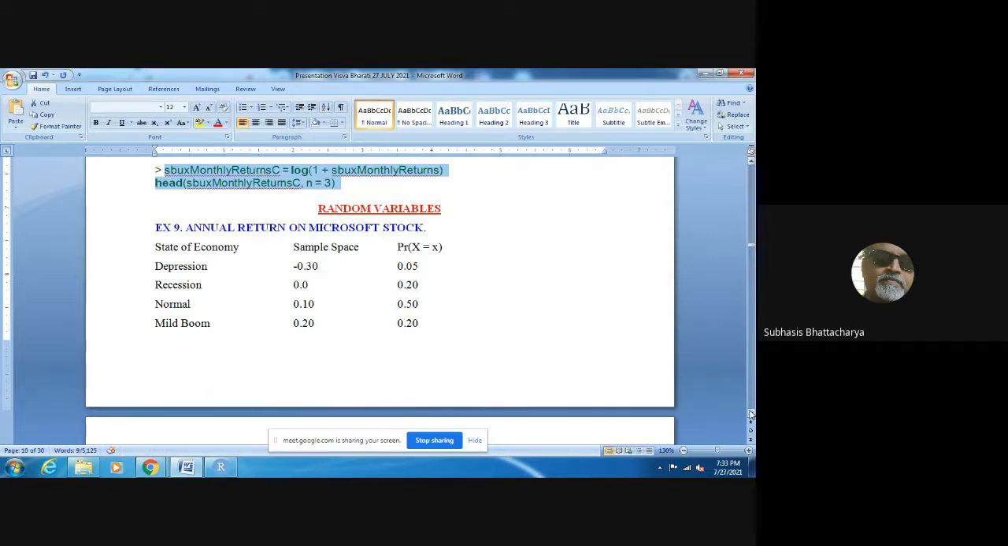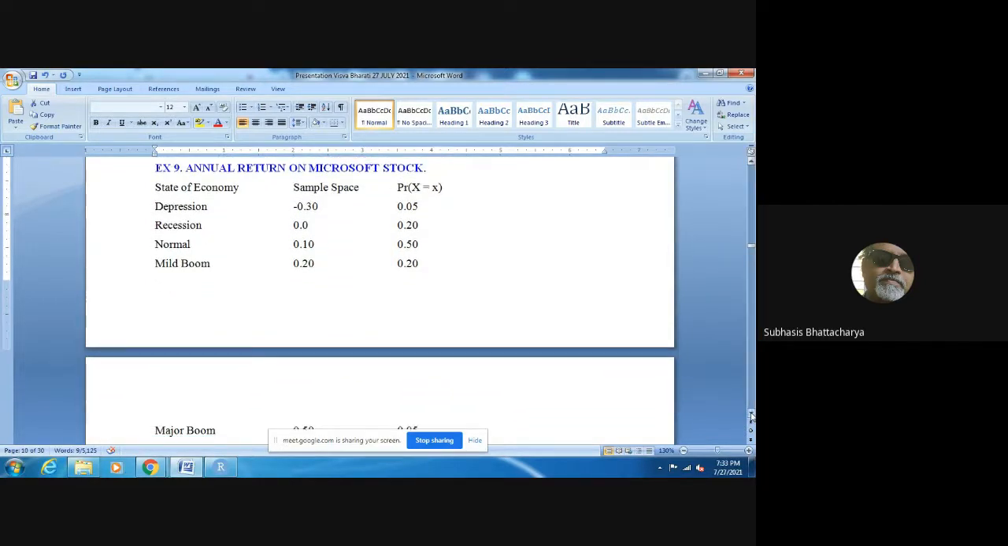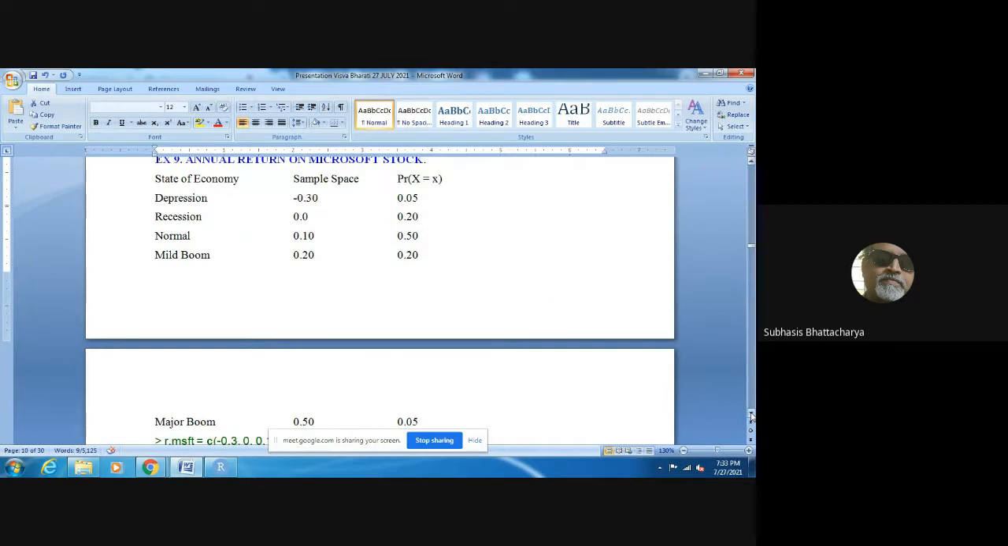Suppose I am considering one example like this, that is return from Microsoft stock during 5 economic conditions like depression, recession, normal, mild boom, and major boom. So X denotes the annual return of the Microsoft stock over the next year. And we might make the hypothesis that the annual return will be influenced by the general state of the economy. So these are the states of the economy: depression, recession, normal, mild boom, and major boom. And there are 5 possible states.